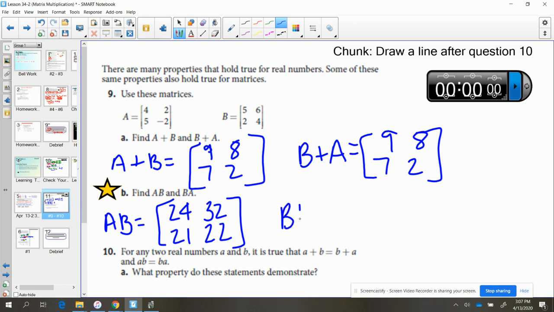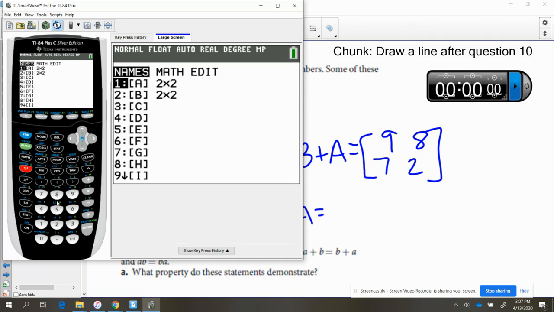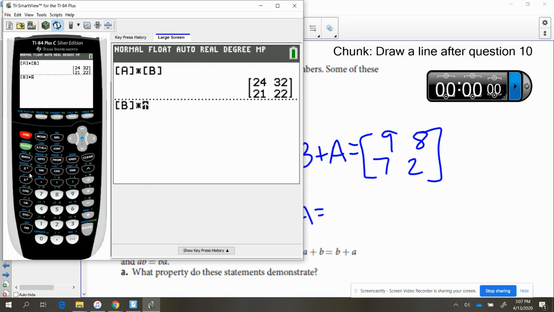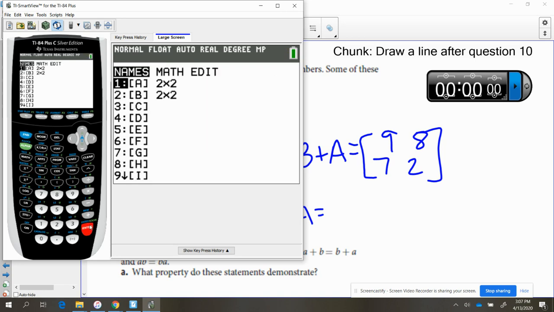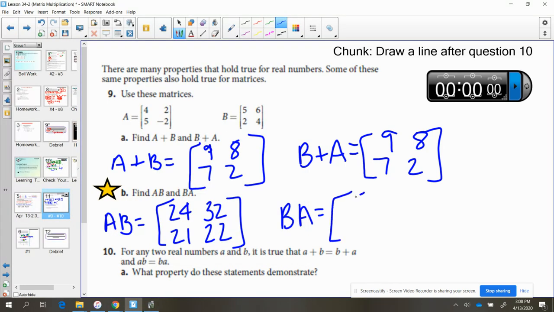B times A, on the other hand, is not necessarily going to be that. So again, second matrix, this time B times matrix A. Notice, slightly different of an answer, right? We have 50, negative 2, 28, and negative 4.